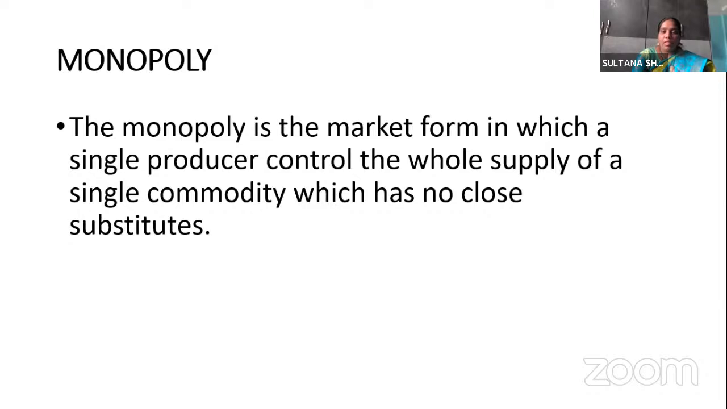Now here, monopoly is the market form in which a single producer controls the whole supply of a single commodity. Now market is under the control of monopolist. He has the power to decide price and supply. He can decide how much quantity he has to supply and what rate he has to sell. He has the power to control supply of that product. And here we can simply say monopoly is a price maker.